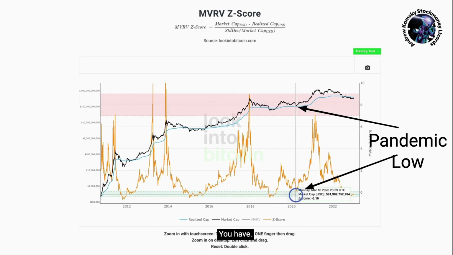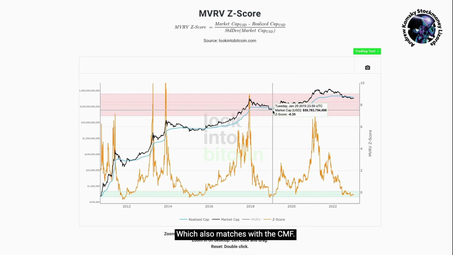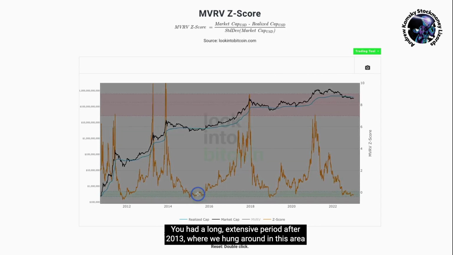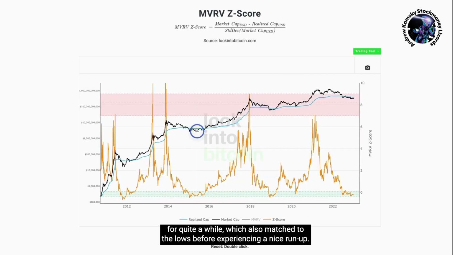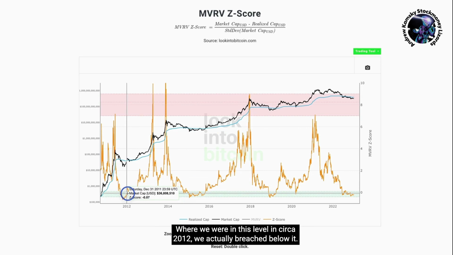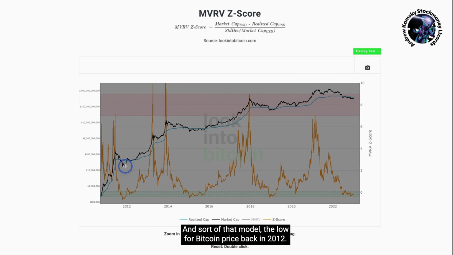You have an accumulation phase there, 1. You have an accumulation phase here, 2. This was the breakout from the 3000 level, which also matches with the CMF, which we just discussed. You had a long, extensive period after 2013 where we hung around in this area for quite a while, which also matched the lows before experiencing a nice run up. And finally, this is quite old data where we were at this level circa 2012. We actually breached below it, and that marked the low for Bitcoin price back in 2012.